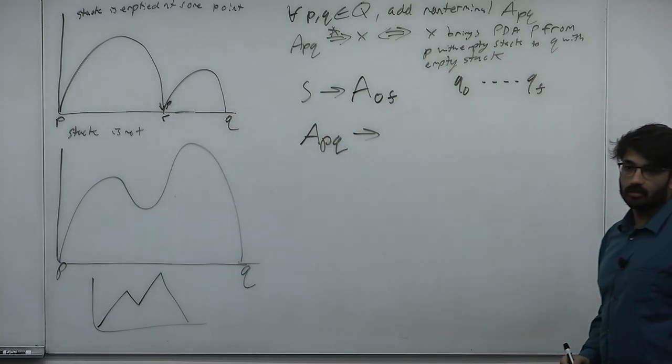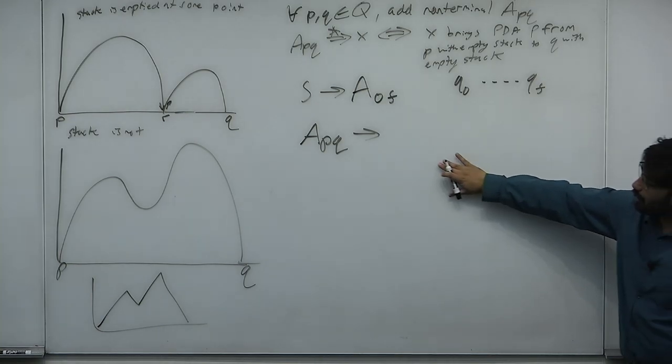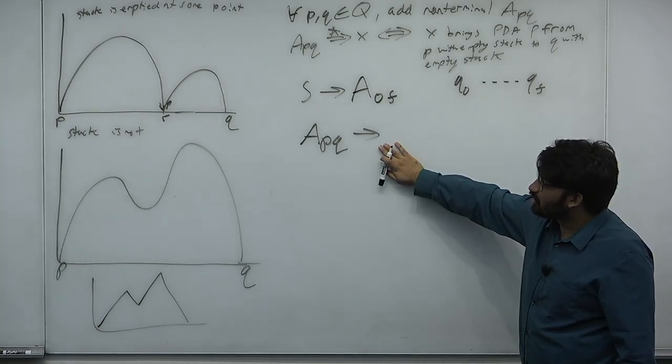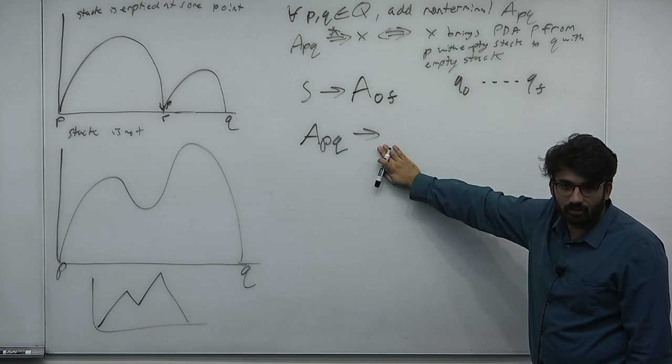Given case one, consider the computation where the stack is emptied at some point. Now, we'll prove the statement that APQ produces a string X if and only if X brings the PDA from P with an empty stack to Q with an empty stack. But we first want to think about what the grammar should have. If you go from P to Q, empty stack to empty stack, in case one where the stack is emptied at some point, how would you define this recursively in terms of other non-terminals?